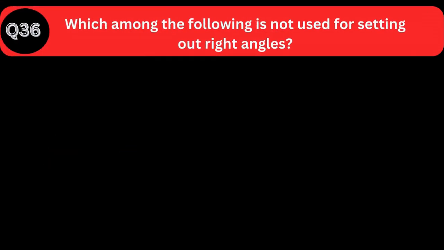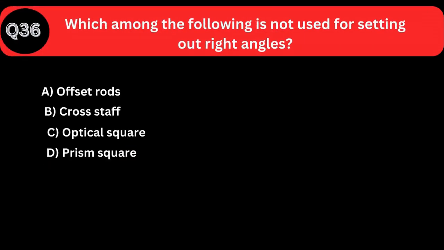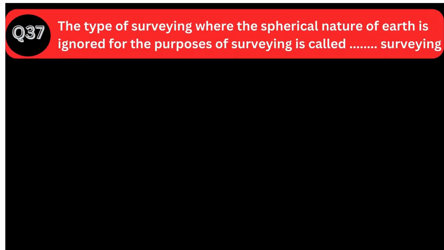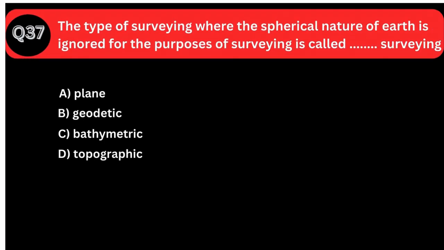Which among the following is not used for setting out right angles? Options A, offset rods, B, cross staff, C, optical square, D, prism square. Answer A, offset rods. The type of surveying where the spherical nature of Earth is ignored is called blank surveying. Options A, plane, B, geodetic, C, bathymetric, D, topographic. Answer A, plane.